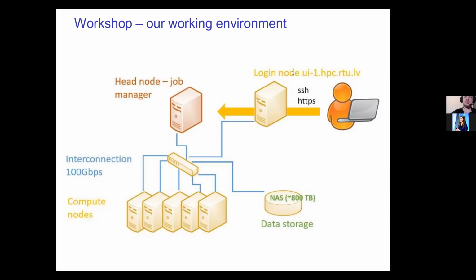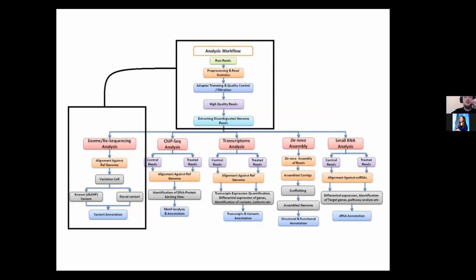So let's say we connect to the login node, which is a computer connected to many other computers, which are a lot more powerful than the login node. And from the login node, we send our tasks to these other computers, also called computational nodes. All of these computers are connected with a super high-speed network, and we will be using this system today in the workshop. So here's a typical data analysis workflow.